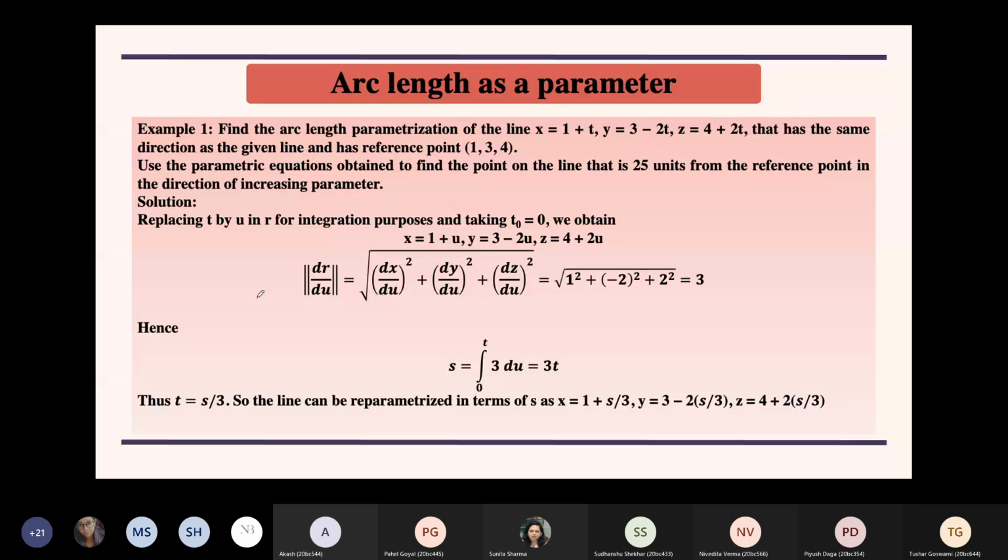Just go through the solution part. Ma'am, tell me once more. Which step is not clear? Ma'am, after the "let" step.